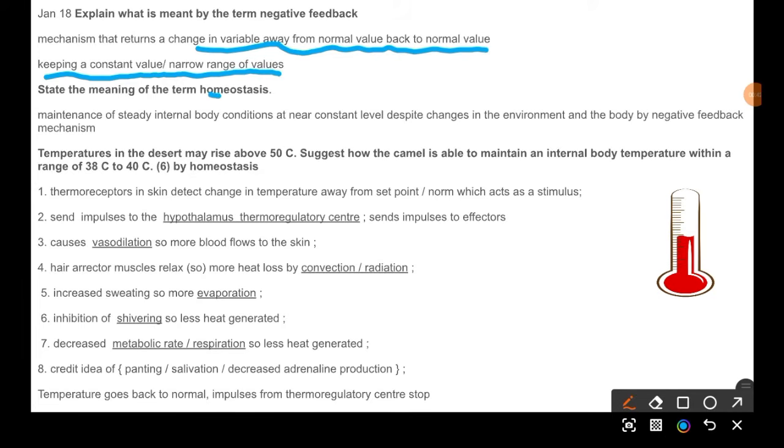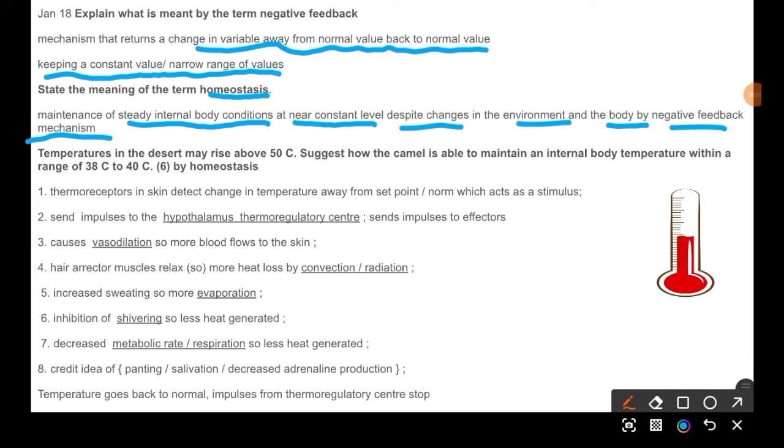Say the meaning of the term homeostasis. Homeostasis is maintaining a steady internal environment or body conditions at a near constant value despite changes in the environment and in the body by negative feedback mechanism.